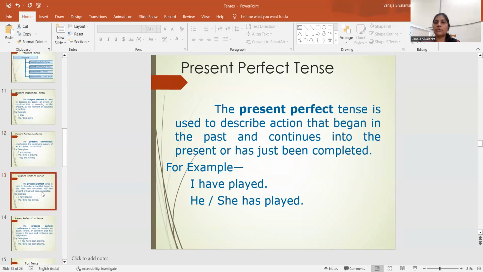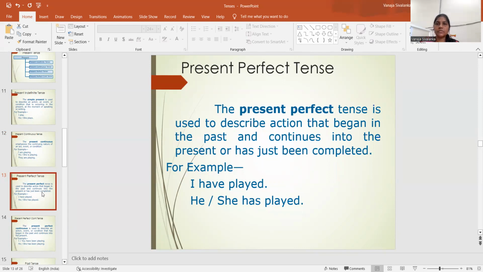Present perfect tense. It is used to indicate an action which is completed just now or recently. The structure for present perfect tense is subject plus have or has plus V3 plus object. For example, an action which shows frequency or expresses past action without a definite time. For example, I have been there a number of times. I have read the report.